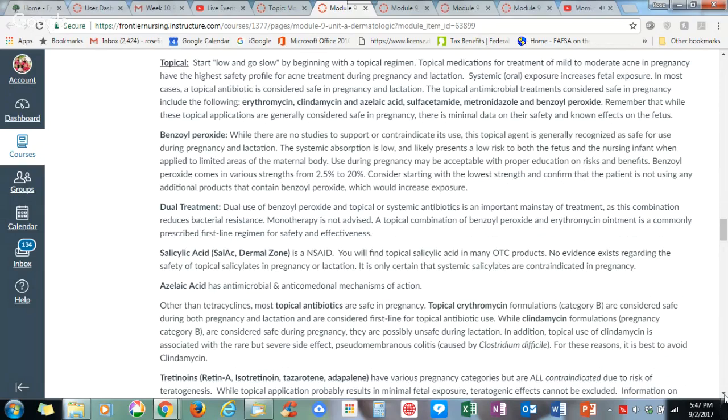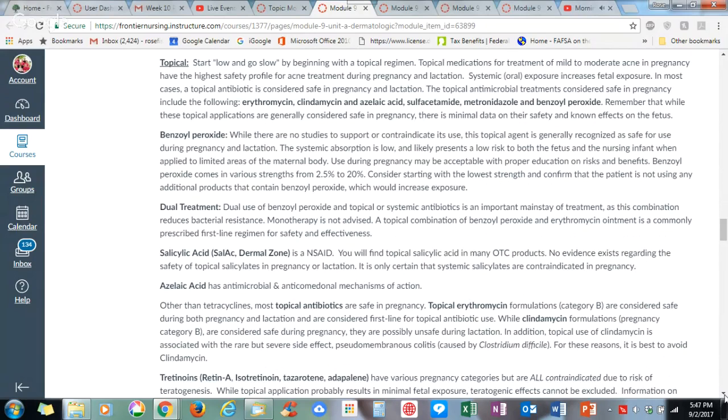Benzoyl peroxide, while there are no studies to support or contraindicate its use, this topical agent is generally recognized as safe for use during pregnancy and lactation. The systemic absorption is low and likely presents a low risk to both the fetus and the nursing infant when applied to limited areas of the maternal body. Use during pregnancy may be acceptable with proper education on risks and benefits. Benzoyl peroxide comes in various strengths from 2.5 to 20%. Consider starting with the lowest strength and confirm that the patient is not using any additional products that contain benzoyl peroxide, which would increase exposure.